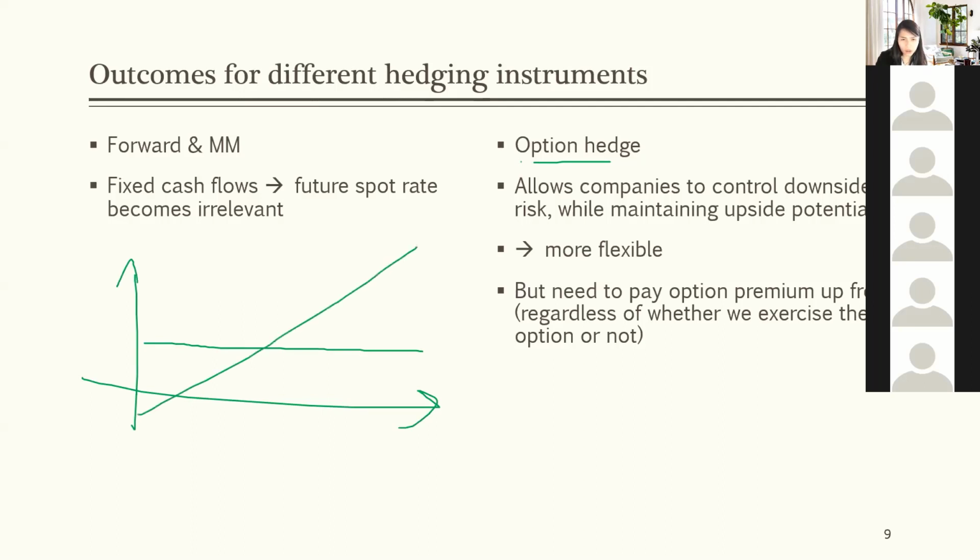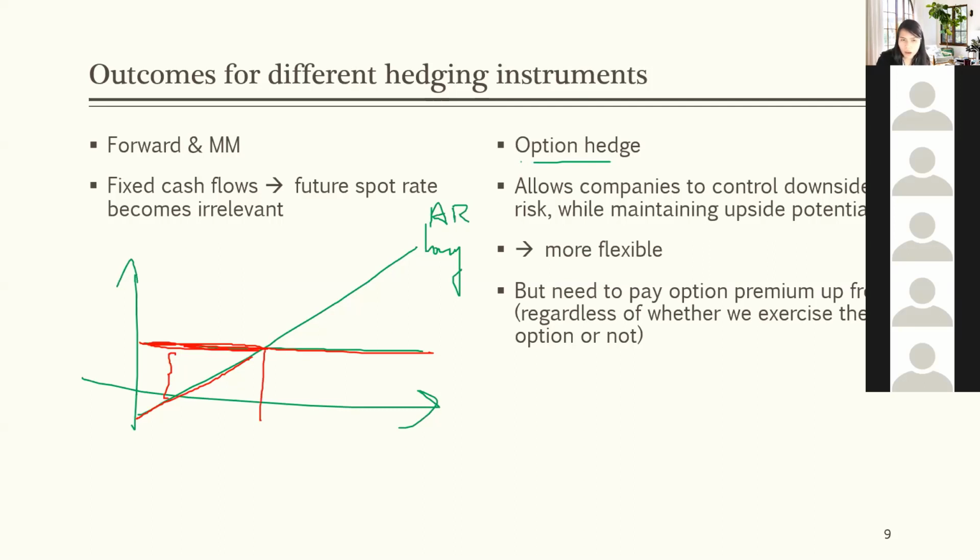So with the forward or money market hedge, let's say this is a long position, right? So this is account receivable. In this case, a forward contract provides me with protection on the downside. Here, if I compare the forward hedge position and the unhedged position, you can see clearly that the unhedged position is worse off relative to the hedged position.